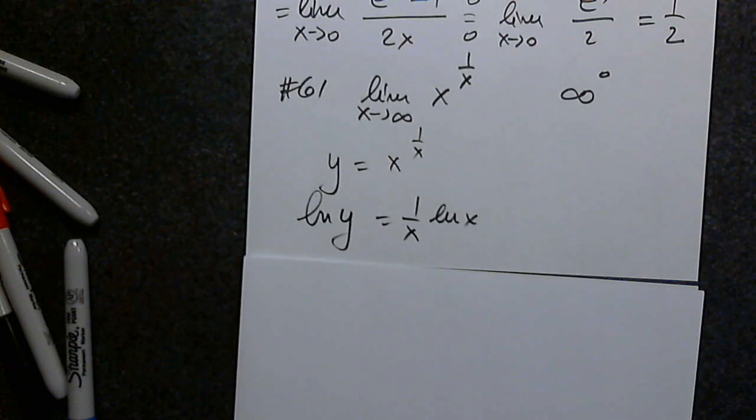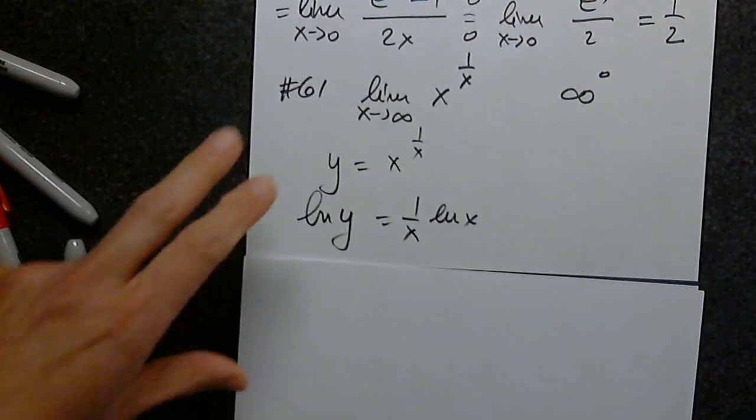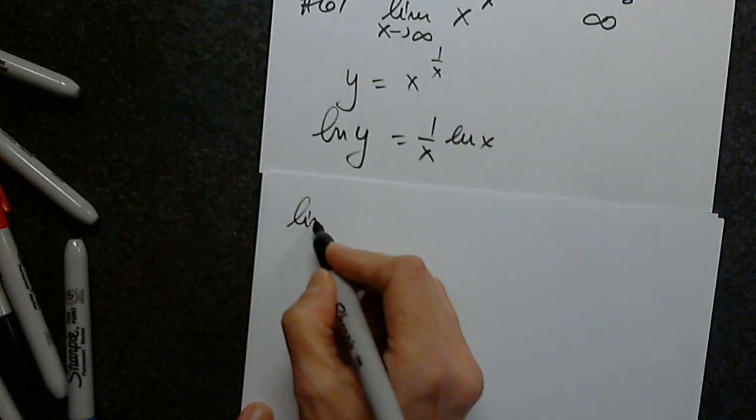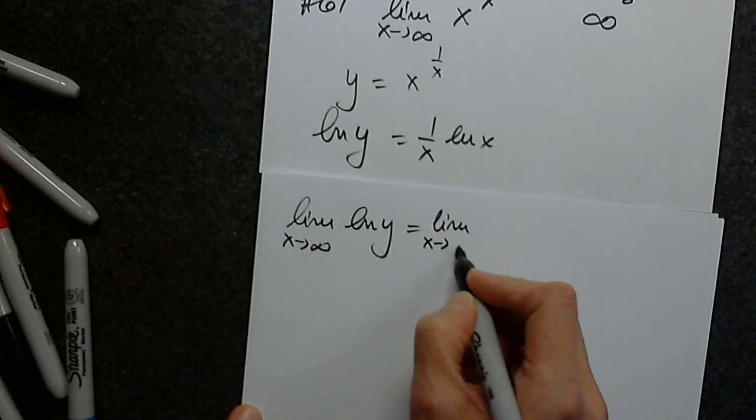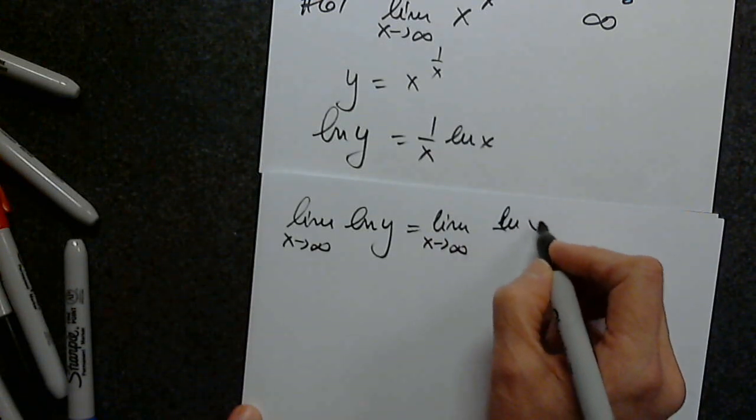Is this okay so far? Yeah. Okay, so now what do I have to do? I have to apply the limit now. I applied the log to y, and now I have to apply the limit. I apply the limit on the left first. Limit as x approaches infinity of natural log y equals limit as x approaches infinity of natural log x over x.